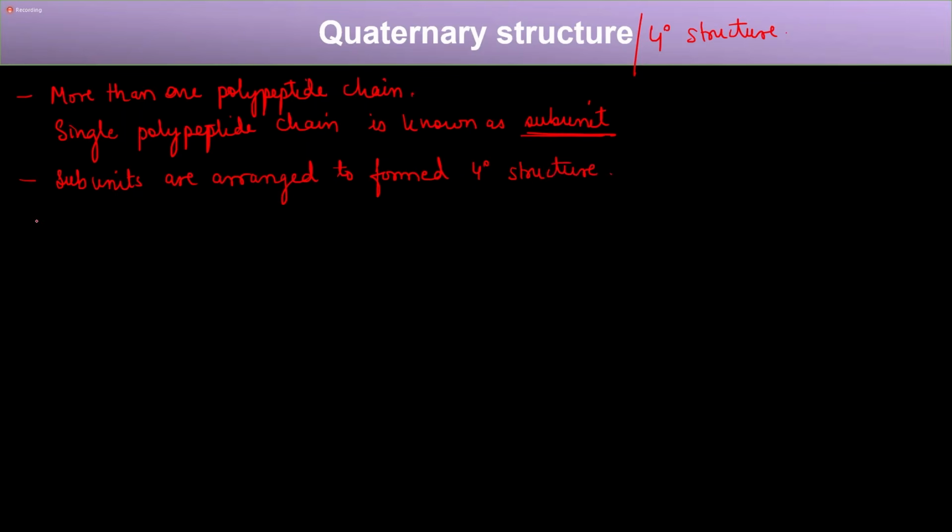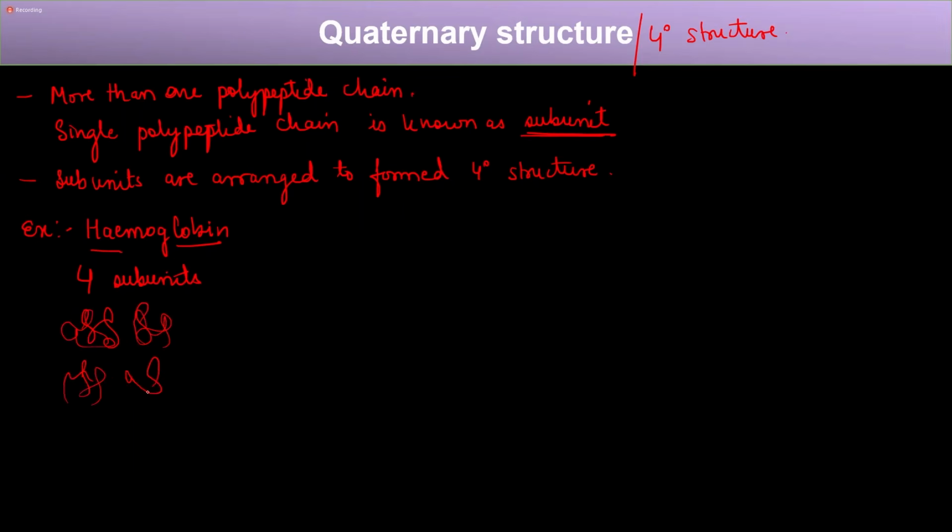If we talk about examples, the first example is hemoglobin. Hemoglobin is an oxygen carrier, present in our blood, in RBCs, right? Hemoglobin has 4 subunits. What do I mean by 4 subunits? It will have one tertiary structure, something like this. Second is something like this. Third, and fourth. So these 4 together form the structure of the protein hemoglobin.